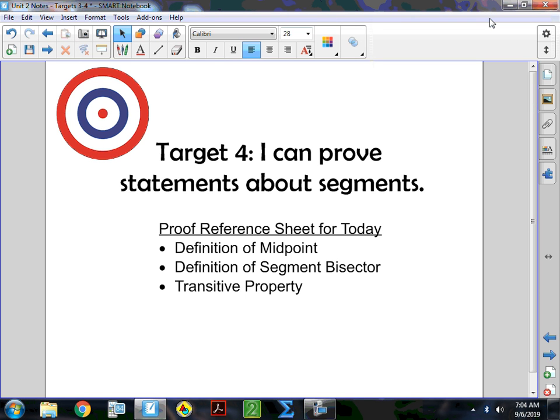Okay, target 4 says I can prove statements about segments. So on the back of the first sheet of your packet, so the very first sheet of your packet where it has all the homework, on the back of that is a proof reference sheet that you will get a similar version to on the test when you're doing the proofs. Not for the whole test, but when you're doing the proofs.